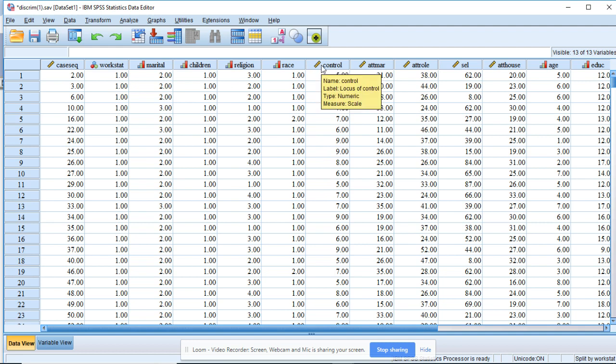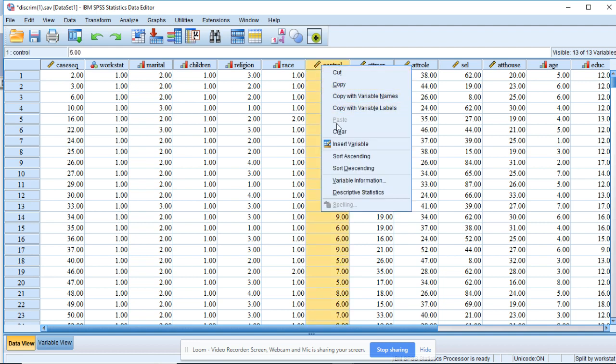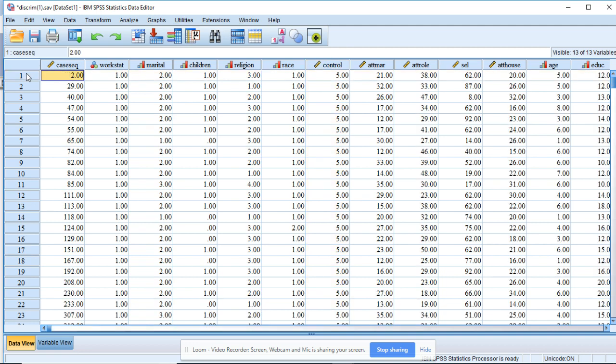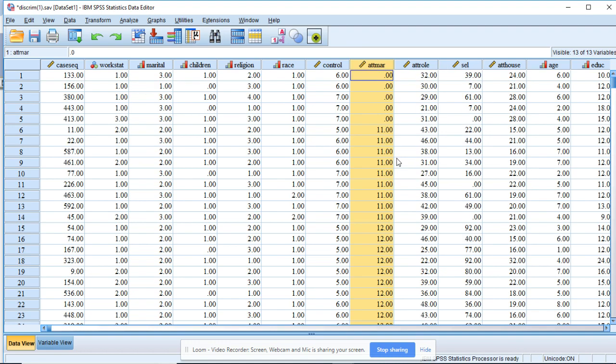So we're going to click on Control, right-click, and you should be able to sort ascending, which is going to start with the lowest number and go up. And so here is that missing case that we had. And so we're going to just click on that row and click Delete. Now we're going to do the same thing for the attitudes towards marriage, sort ascending. Okay, now remember we had 5 cases, 1, 2, 3, 4, 5 zeros here. So you can click on 1 through 5, hold down Shift, yep, and then delete that.